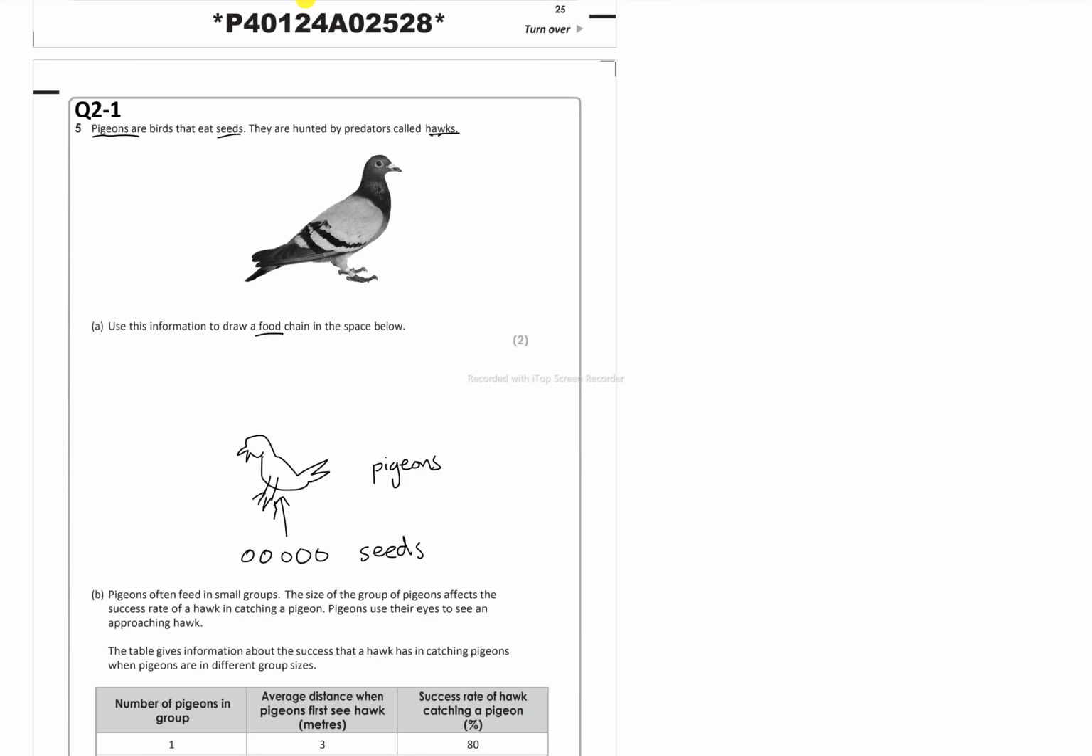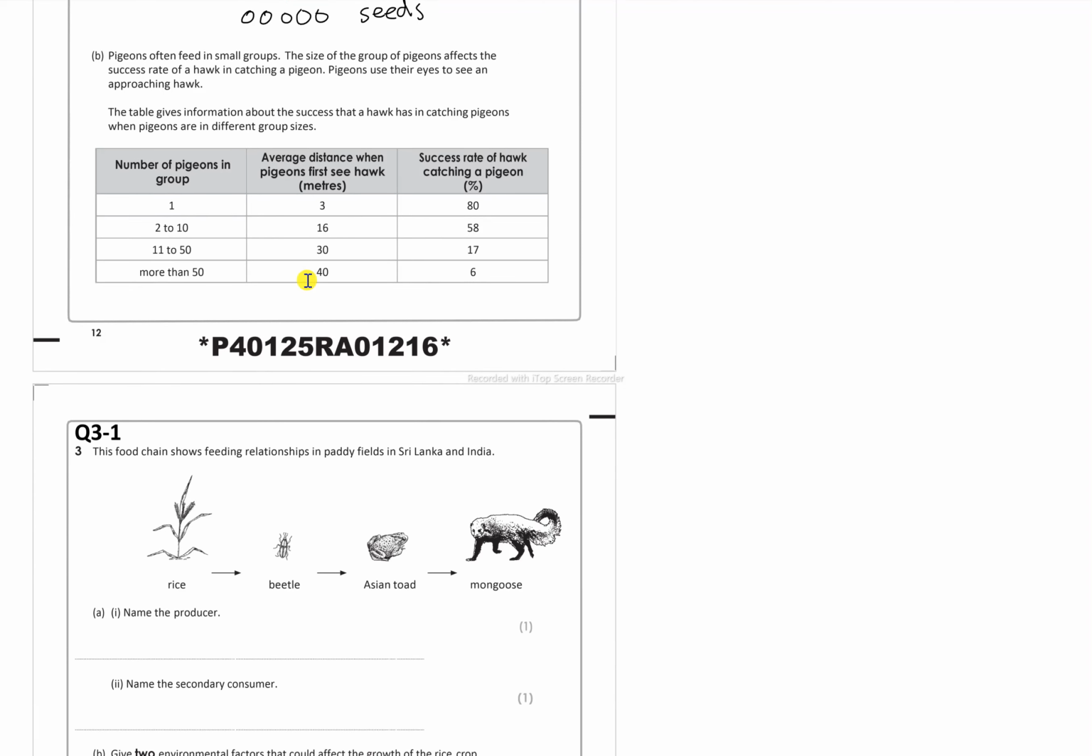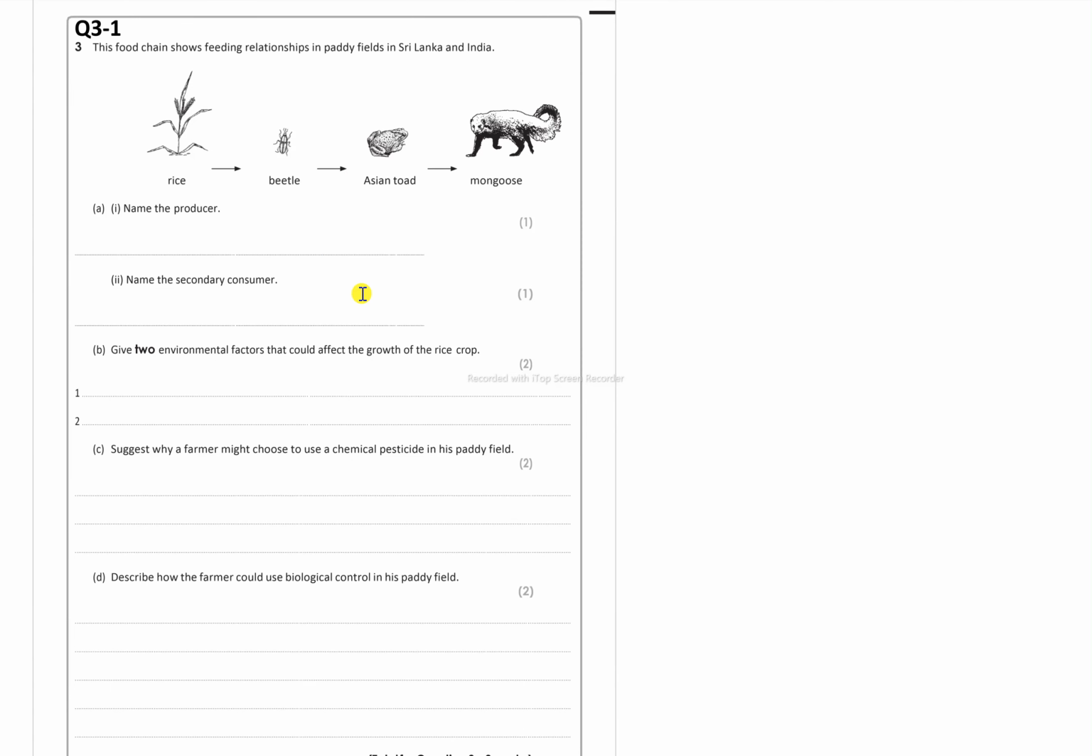So let me draw this in a different color. So you have pigeons there, and energy is going up, so draw an up arrow, and then up arrow and a hawk. There you go. Banksy, eat your heart out. Right, okay, and that is a hawk, and that'll get you your marks. Right, that was it. Let's move on. Next one.